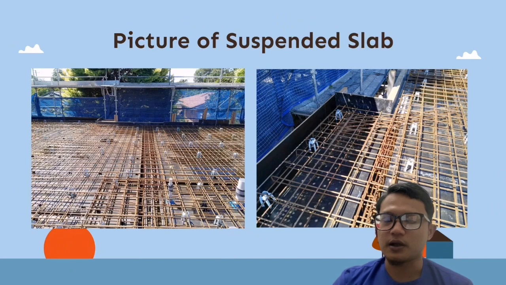What I mean by the middle one is that it is lower than the side one. You can see in the picture, the left one has the lower side formwork compared to the right one. So that means the side formwork must be higher than the middle for the concreting work.